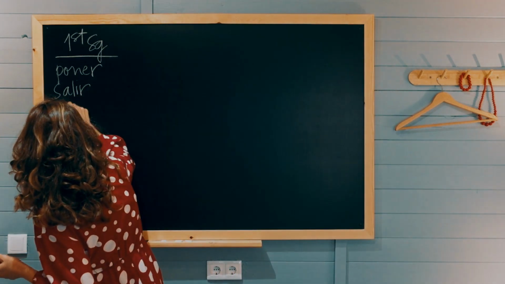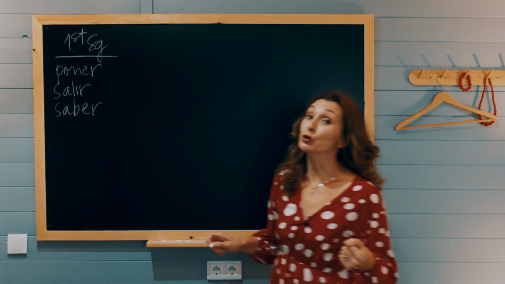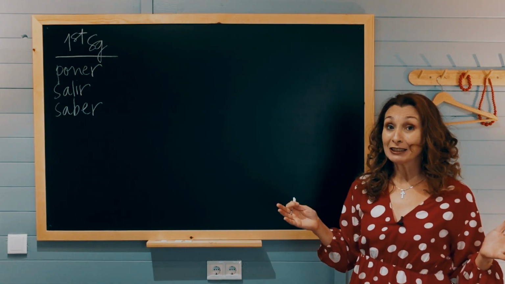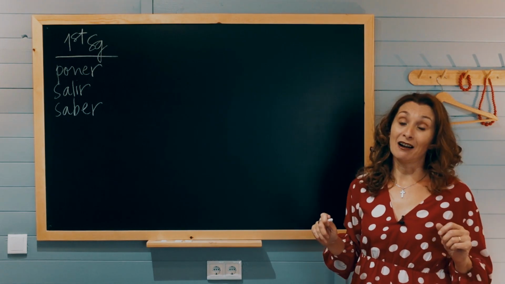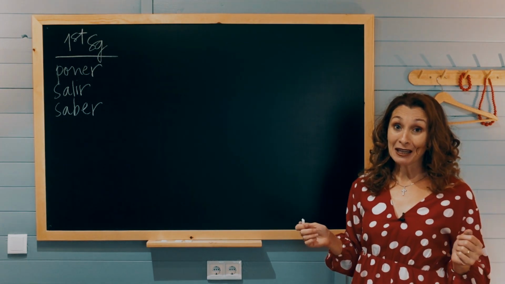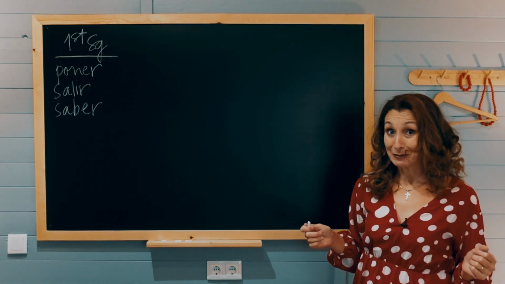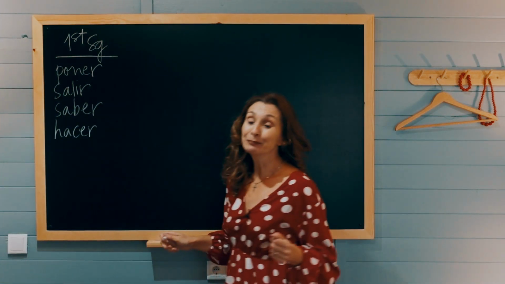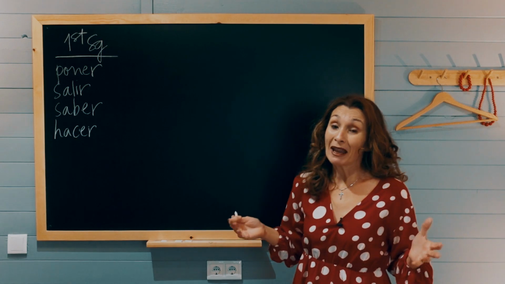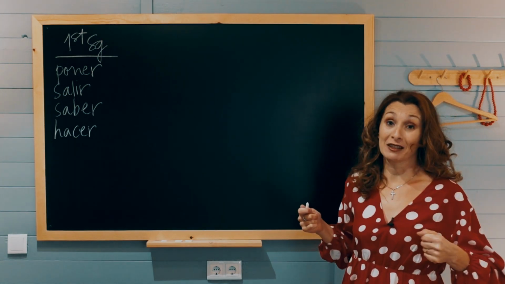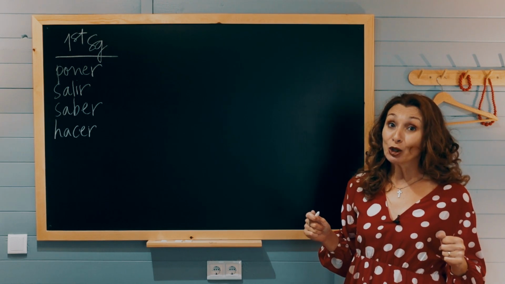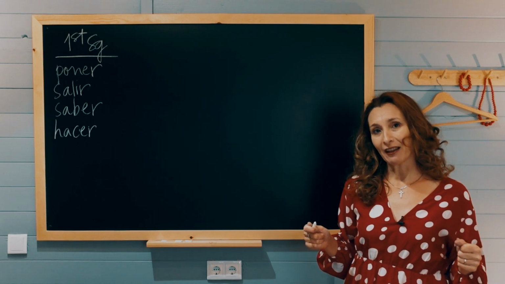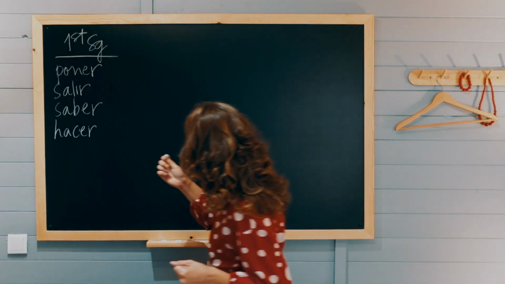Another one is saber, to know something. And again, the first person singular is irregular, sé, and the rest are regular. Sabes, sabe, sabemos, sabéis, saben. Another one is hacer, to do or to make something. Again, first person irregular, hago, and the rest regular. Haces, hace, hacemos, hacéis, hacen. We have a few more.